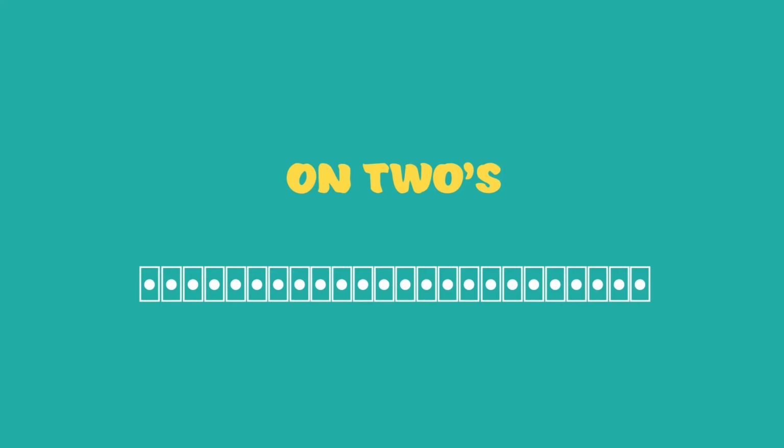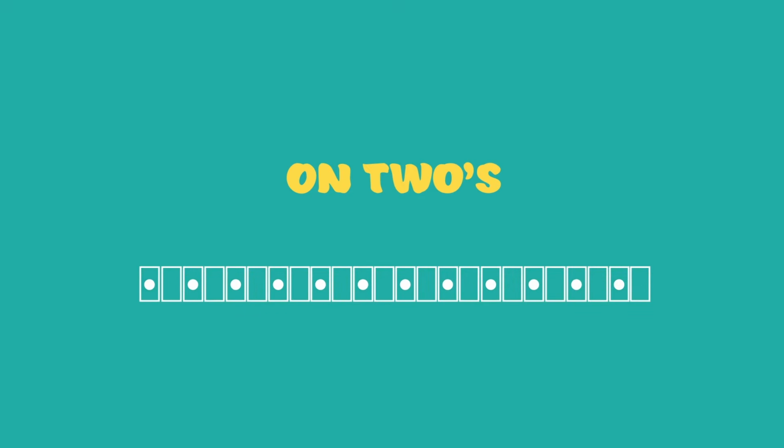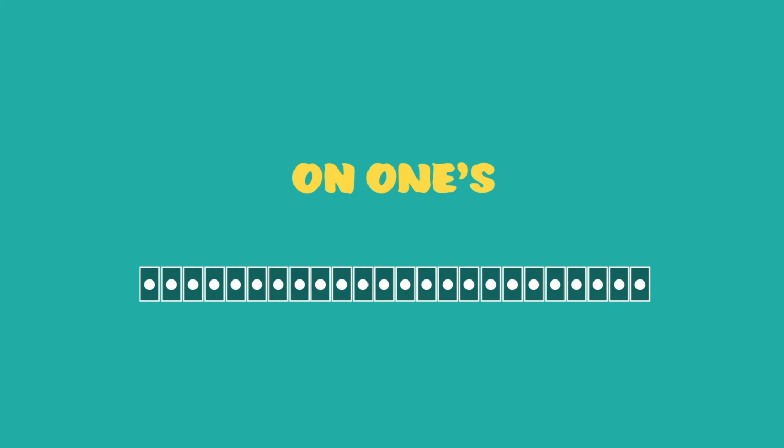Now in animation, you can either animate on ones or on twos or on threes or on fours. So what does this mean? On twos basically means that one drawing would consume two frames, meaning one drawing is being exposed for 2 frames. On ones would mean you draw on every one of the frames.